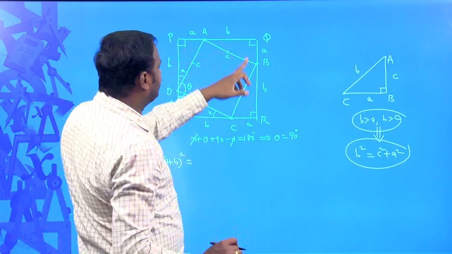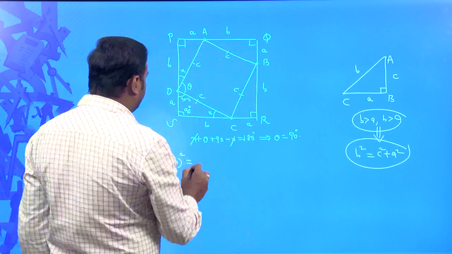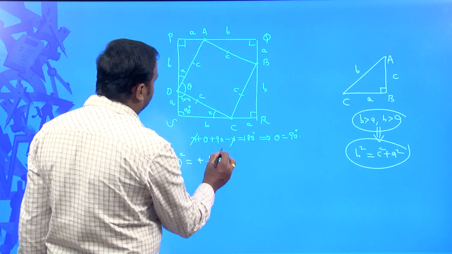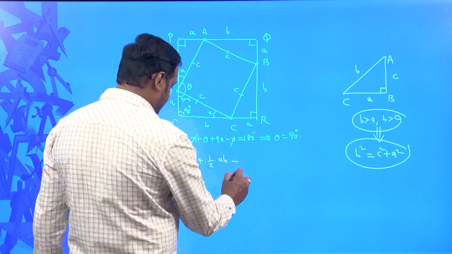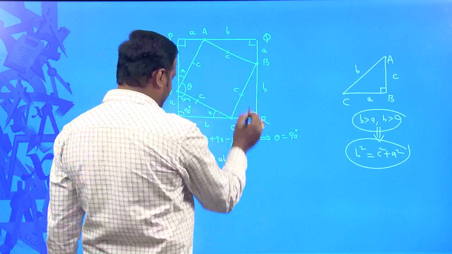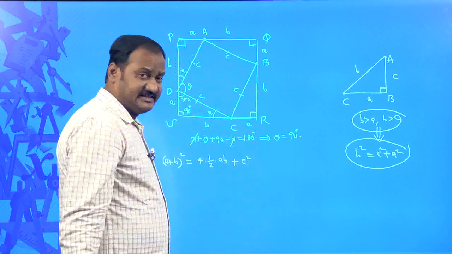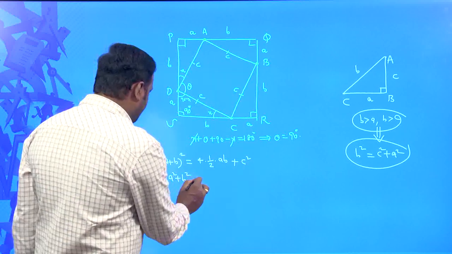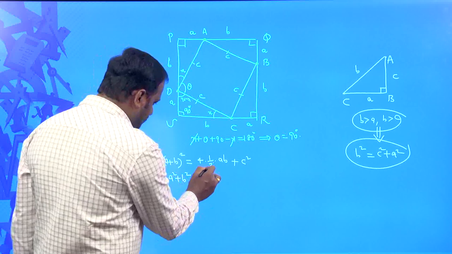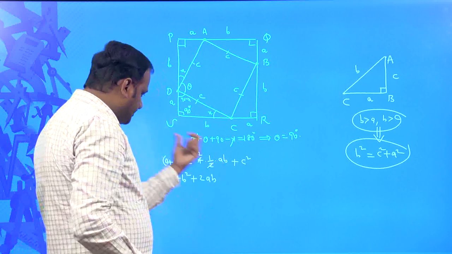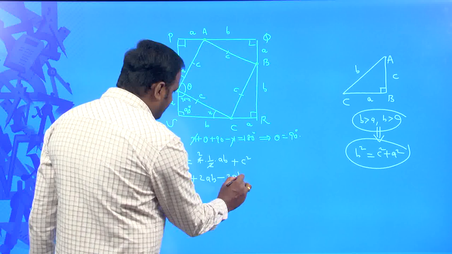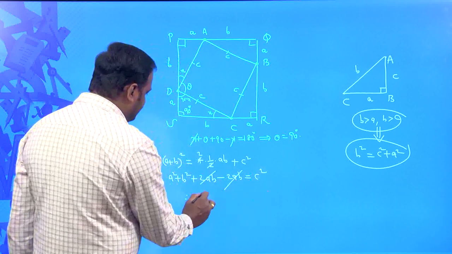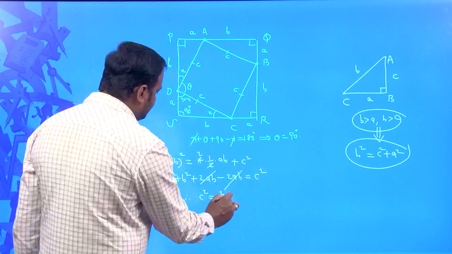Each triangle is a right angle triangle. Of course, the sides are equal, so there are 4 right angle triangles. 4 into the area of each right angle triangle, which is half into base into corresponding height, plus this area. This is also a square. The area of the square is equal to c squared. What is (a plus b) whole squared? It is a squared plus b squared plus 2ab, and 4 into half is 2, so 2ab. Transposing 2ab to that side, minus 2ab, equals c squared. So we can cancel 2ab, 2ab. Finally, you get c squared is equal to a squared plus b squared.